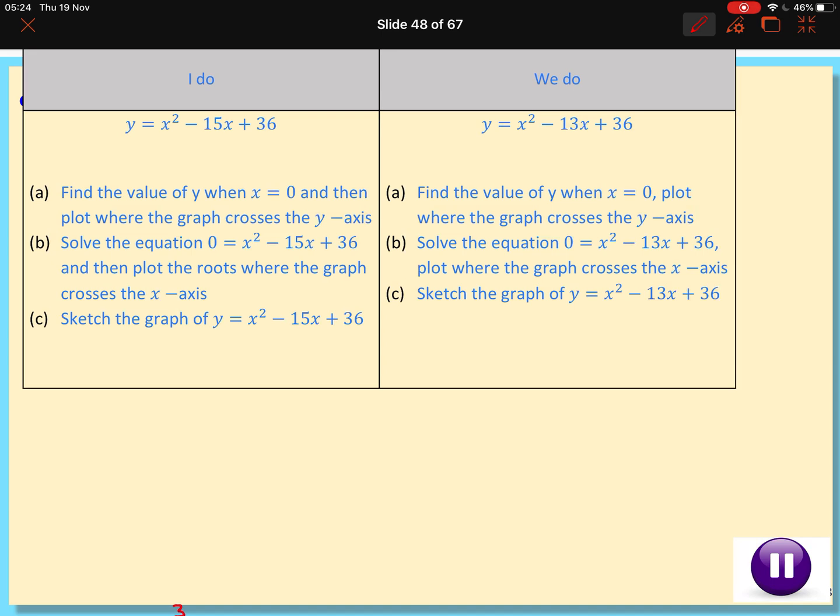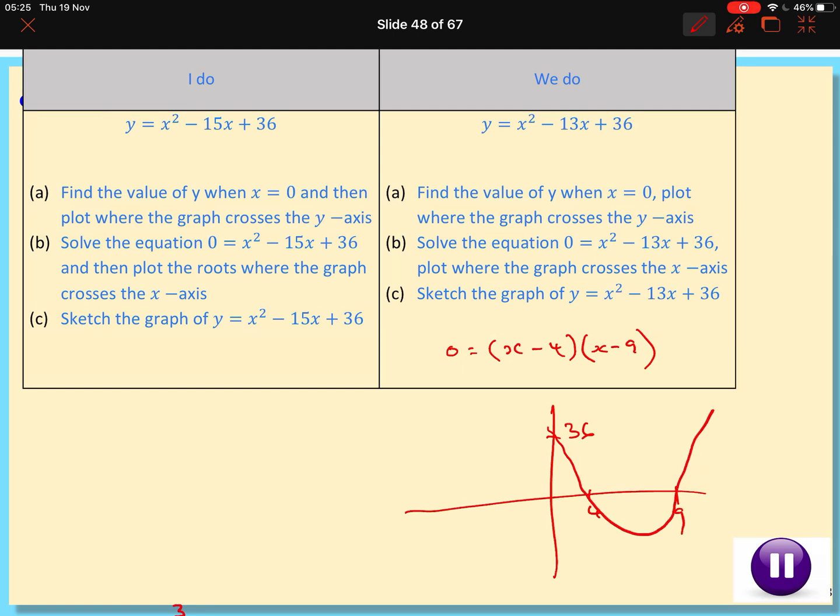We're going to go over the answer for this one here. So when we factorize it, what we get is 0 equals x minus 4 and x minus 9. And then we will plot it, and our graph is going to look like this. So your graph should look like this. Okay, let's go on to the next slide now.